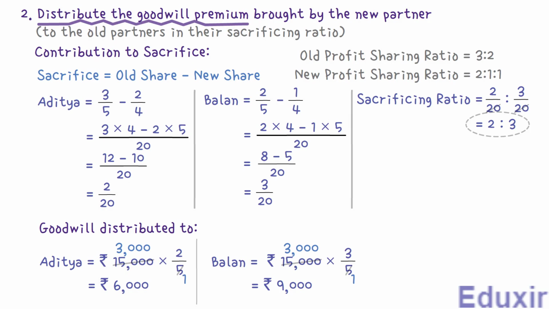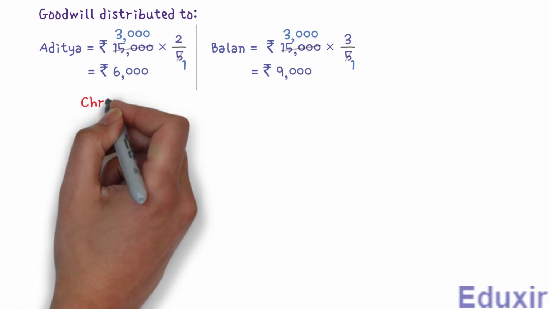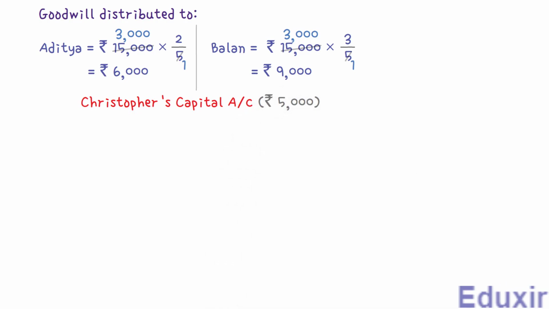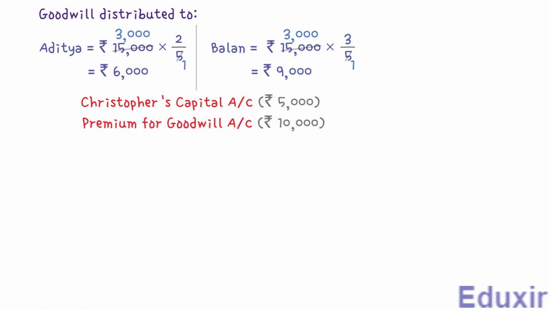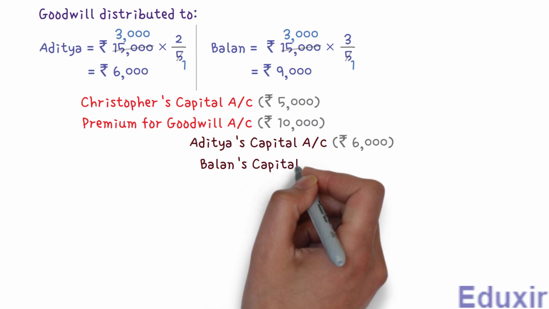For distributing this goodwill premium to the old partners, we should transfer this agreed upon goodwill premium amount to the old partners' capital accounts. See, these 15,000 rupees comprises of 5,000 rupees of capital adjusted from the new partner Christopher's capital account. So, we should debit the partner Christopher's capital account with 5,000 rupees. And the rest of the 10,000 rupees are taken from the premium for goodwill account. So, we should debit the premium for goodwill account with 10,000 rupees. At the same time, as this goodwill is transferred to the old partners' capital accounts, we should credit the partner Aditya's capital account with 6,000 rupees and credit the partner Balan's capital account with 9,000 rupees.